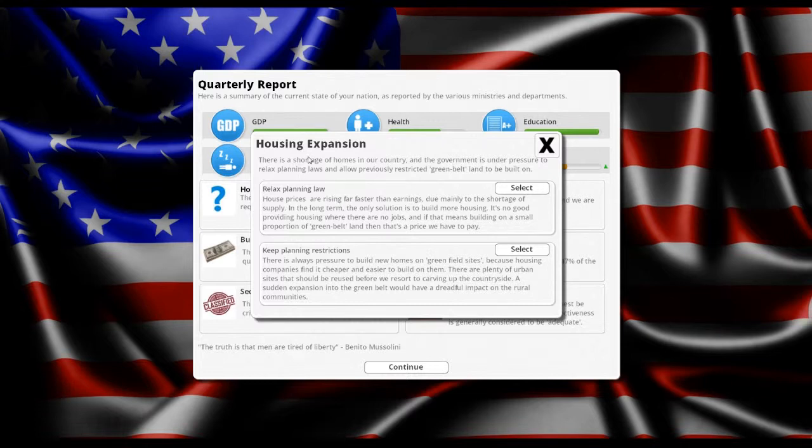Relax. Oh yeah, okay. So there's a shortage of homes in our country, and the government is under pressure to relax planning laws and allow previously restricted greenbelt land to be built on. I'm going to relax it. House prices are rising far faster than earnings, due mainly to the shortage of supply. In the long term, the only solution is to build more housing. It's no good providing housing where there are no jobs, and if that means building on a small proportion of greenbelt land, then that's the price we have to pay.